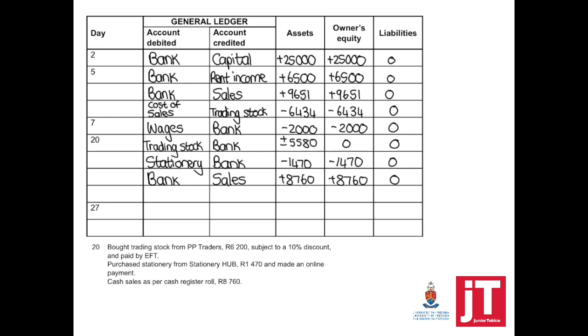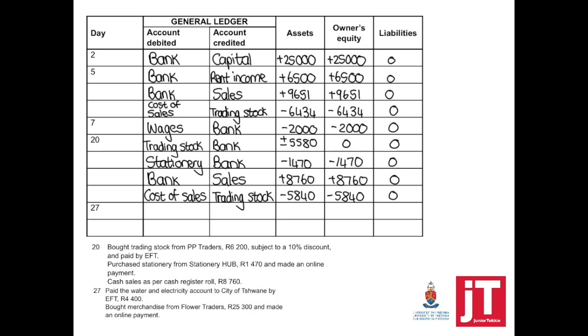To show the cost, cost of sales is debited, trading stock is credited. Our assets will decrease because we sold the goods. Our expenses will increase, which will have a negative effect on the owner's equity. On day 27, paid water and electricity account to City of Tshwane by EFT, 4,400. From the CPJ, if a payment is made, bank is credited, account debited, water and electricity. Assets minus, owner's equity minus.